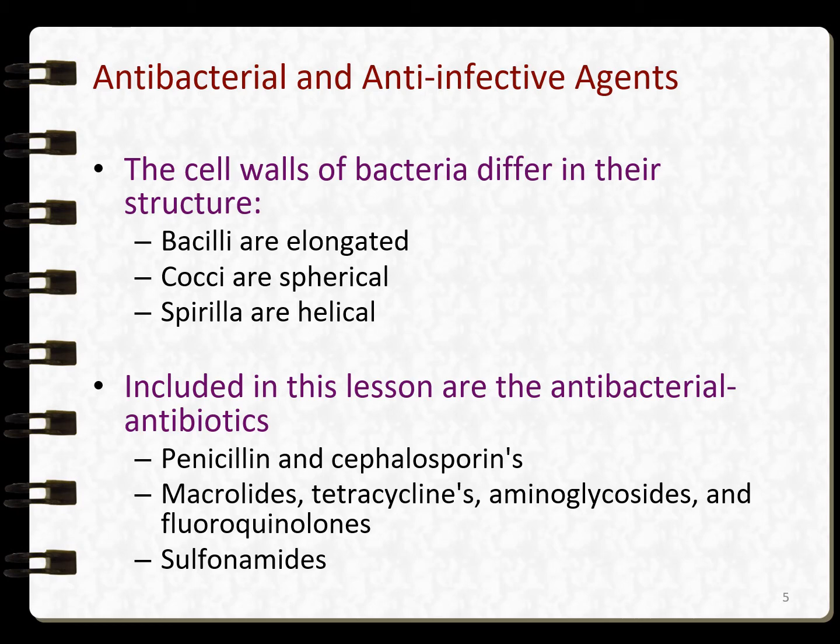Remember I talked about having it underneath the microscope and looking. What we're looking at is that bacilli are going to be elongated looking, cocci are spherical, and spirilla are going to be helical. Now, included in this lesson, the antibacterial antibiotics that we're going to look at are the penicillins and cephalosporins. We're also going to look at macrolides, tetracyclines, aminoglycosides, and fluoroquinolones. And we'll also look at sulfonamides.